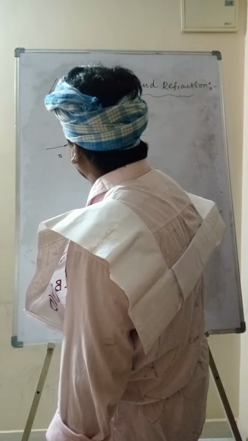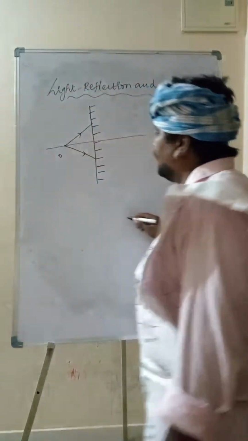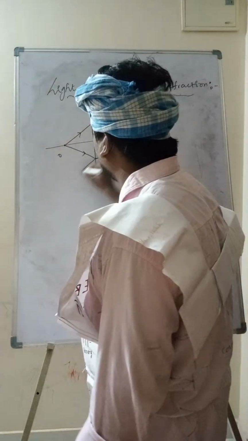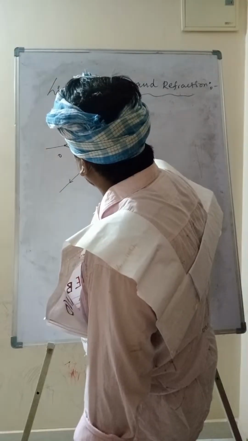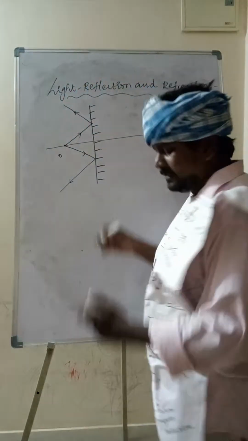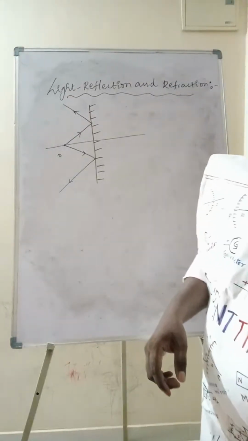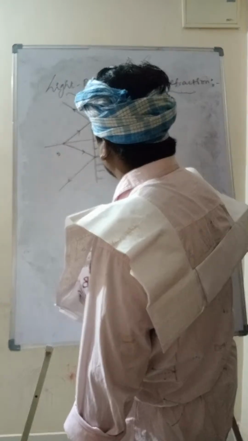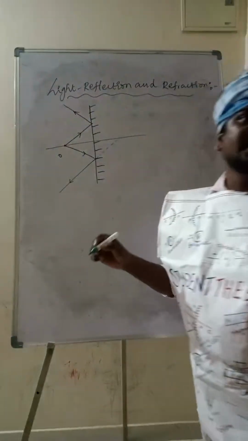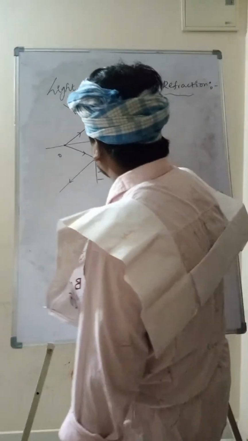Light rays are coming like this, and here also light rays are coming. After reflection, light rays will move away from it. Then, if you extend these light rays, the light rays will meet at one point here.